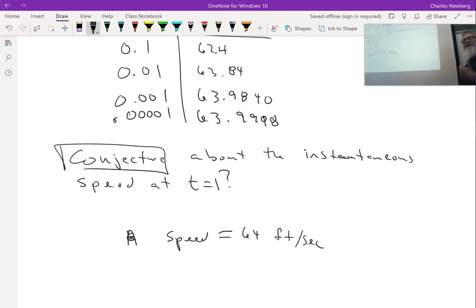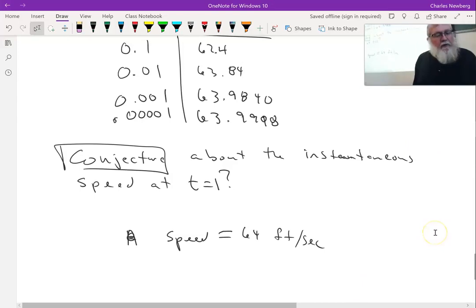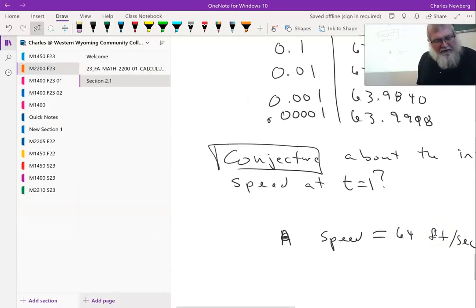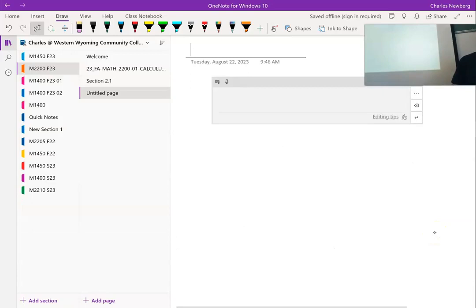So that is section 2.1, and 2.1 is just an introduction to what's going on here. We're going to be looking at these types of things. We have to have some terminology for this, and so that's where we go to section 2.2. So let me start a new page here.